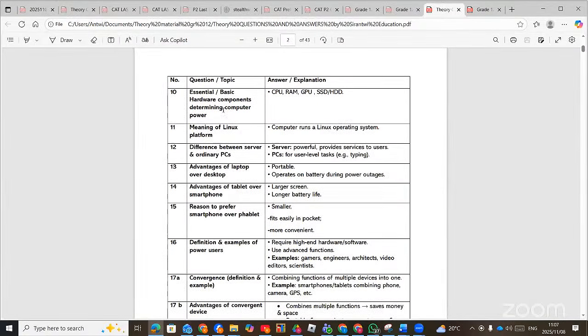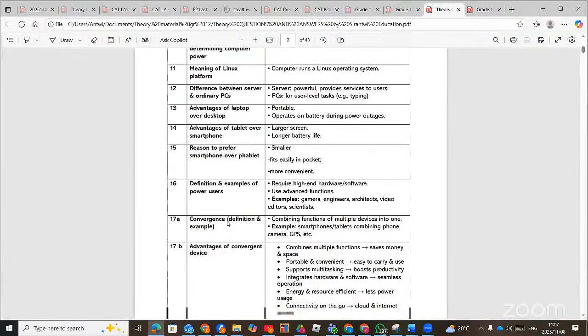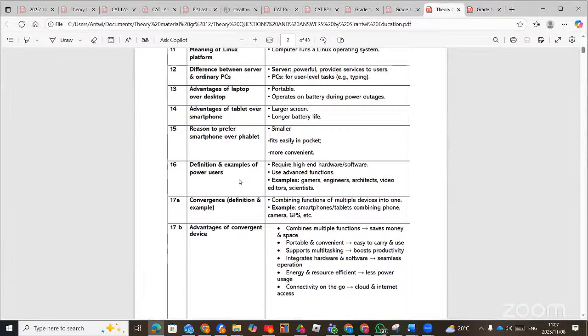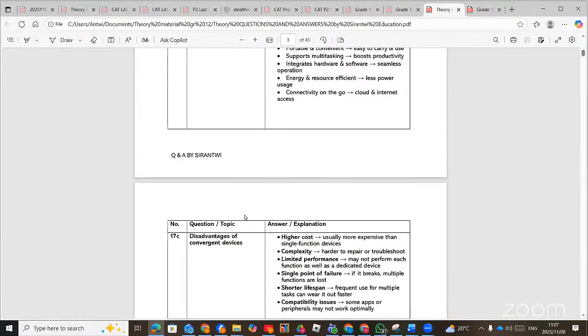Now, when it comes to essential computer components, like we discussed, CPU, RAM, and then GPU. Meaning of Linux platform: I talked about how Linux runs as an operating system, and a typical example of free open source software. Difference between server and ordinary PC. So you can see they ask it in a different way. Advantages of laptops over desktops, we discussed it. Also, power user definition, convergence, and advantages and disadvantages of convergence.